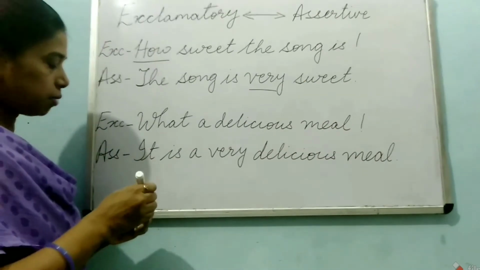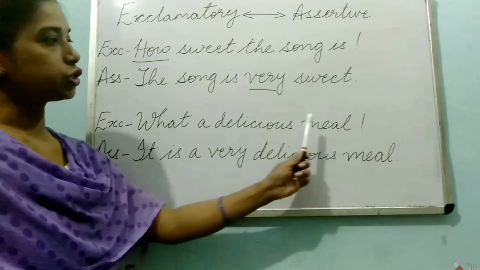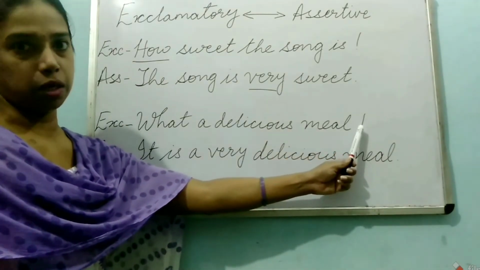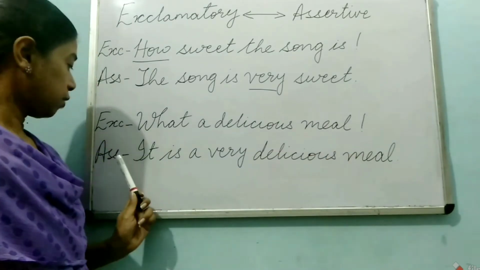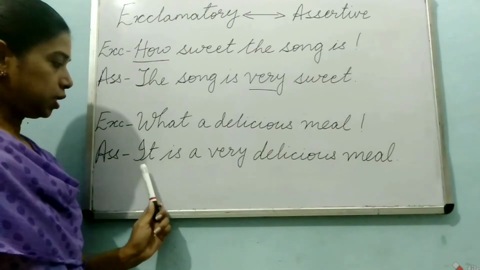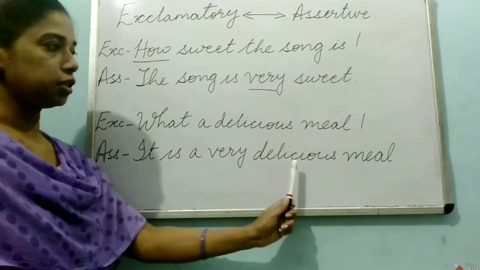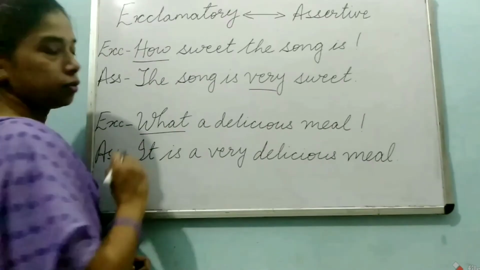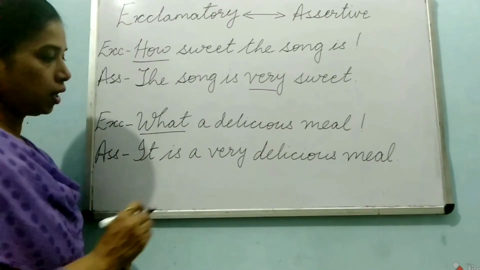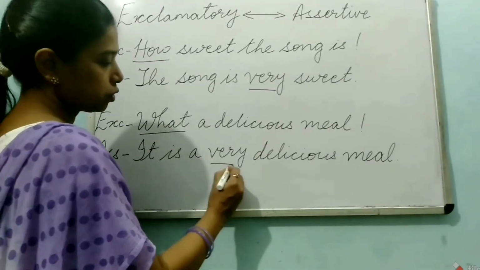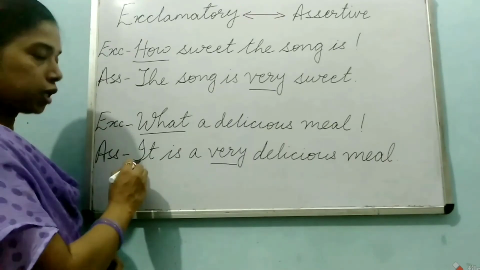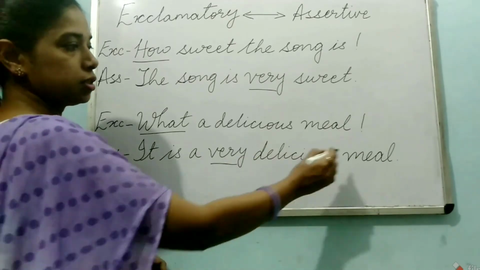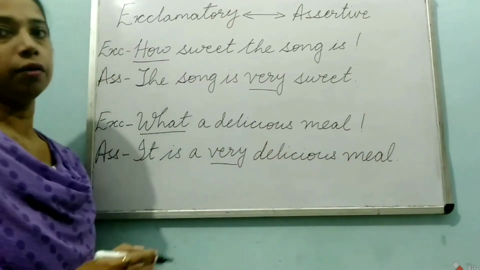Then in the next example also, "What a delicious meal!" And remember children, there is an exclamatory mark at the end. And when you change it into the assertive, it is "It is a very delicious meal." So here also, instead of what has been removed in the assertive, and in its place we have used the word very. And you start with the subject it. It is a very delicious meal, and you end with a full stop.